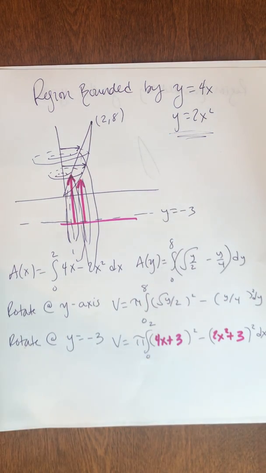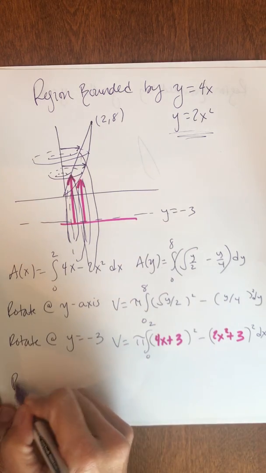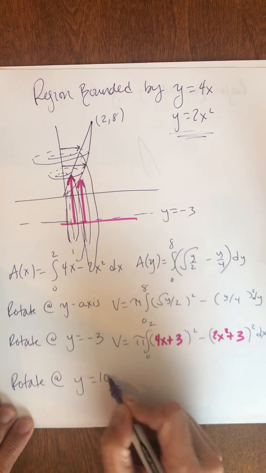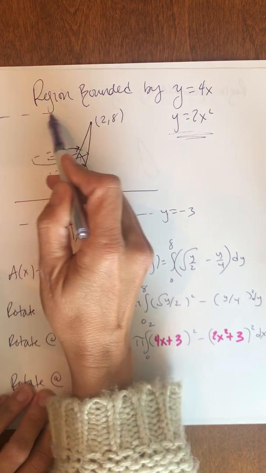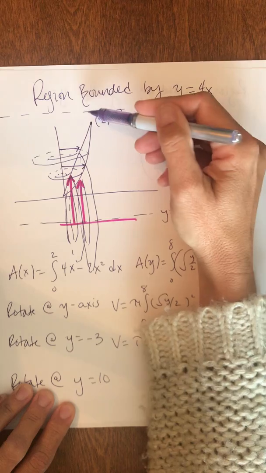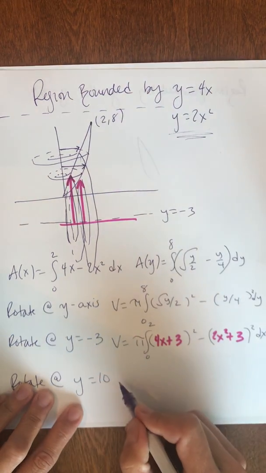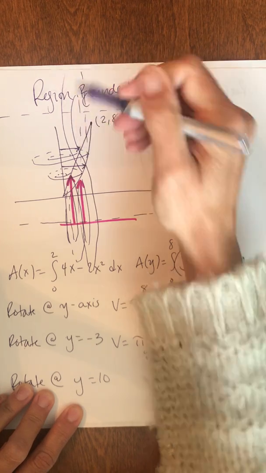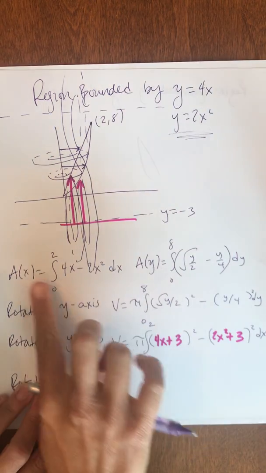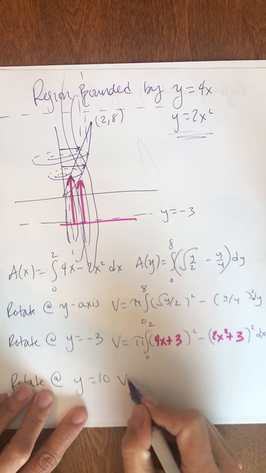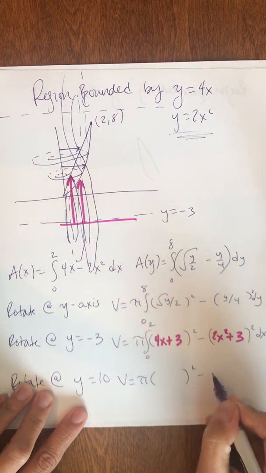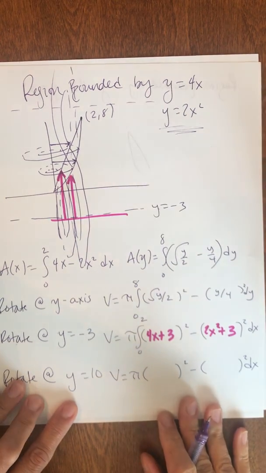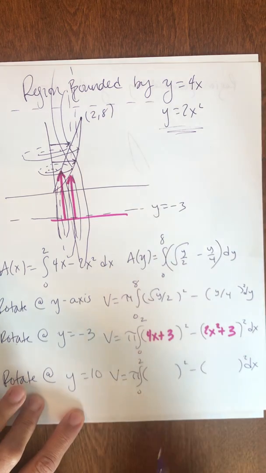And let's do one more here because we have space. Let's rotate this around y equals 10. So y equals 10 is up here. Again, we're not touching y equals 10, so it's definitely going to be hollow. It's going to go this way. And because I'm rotating around a horizontal line, it's going to get stacked in the x direction. So my volume is going to be pi r squared minus pi r squared in the x direction. My x values still will go from 0 to 2.